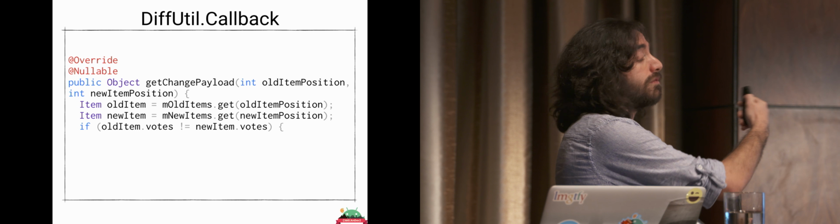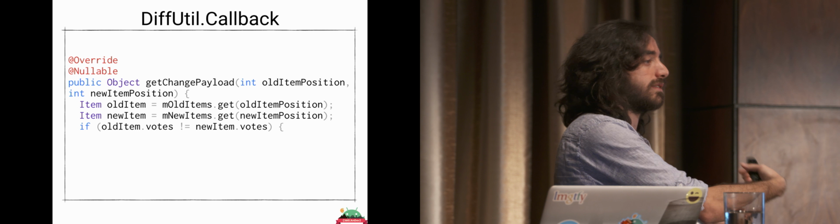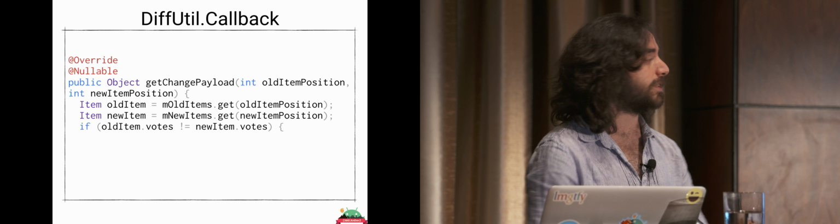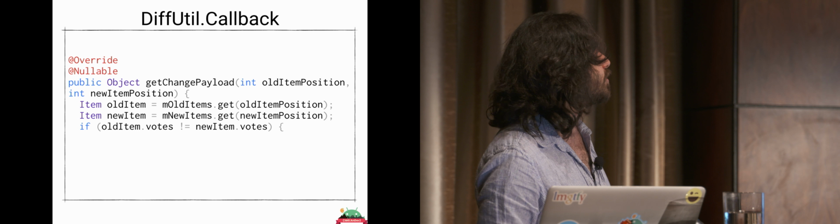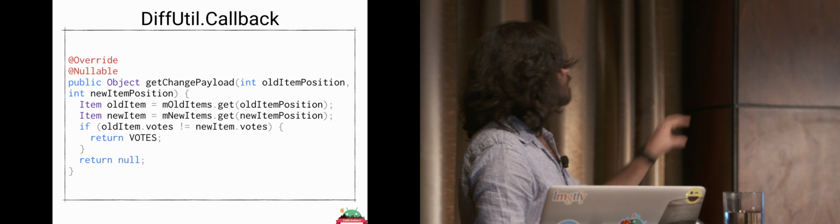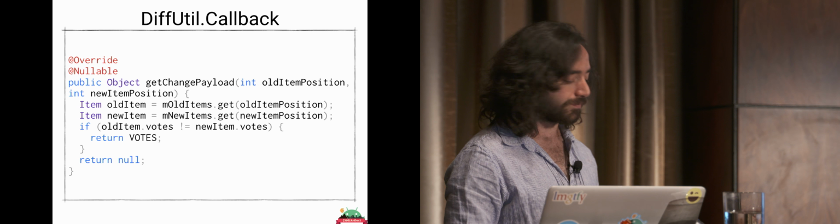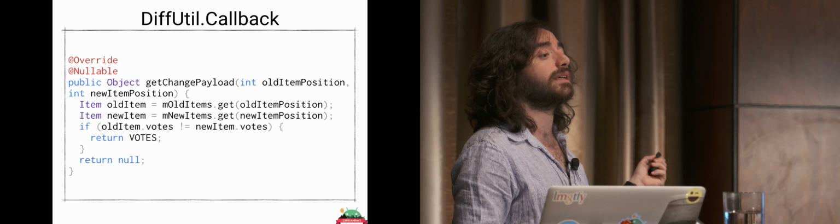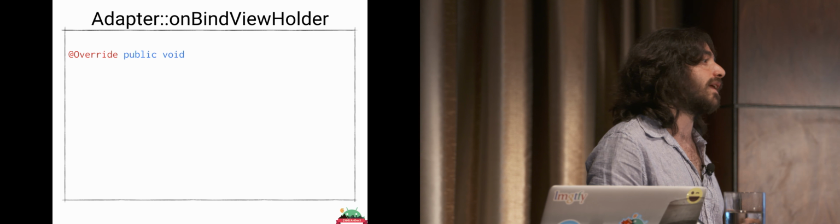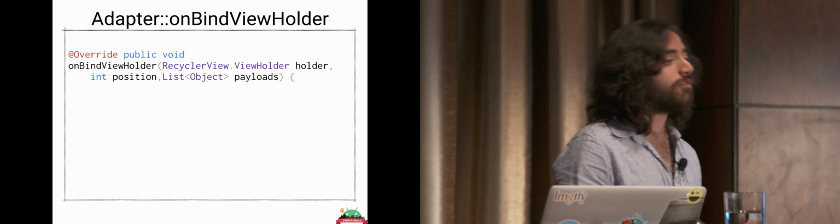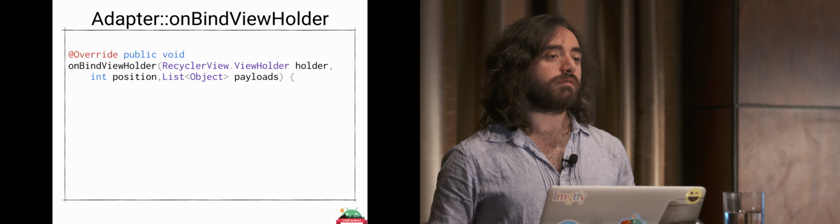And DiffUtil will only call this method if you told us these are the same item, but it has been changed. We ask you, okay, give me the change. And you can say this votes is just any random object that you can have in your code base. The nice thing about this API is we will pass it back to the onBind method in your adapter if and only if we reuse the same view holder.